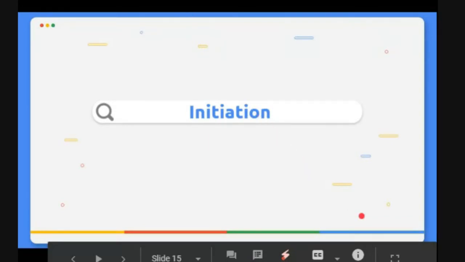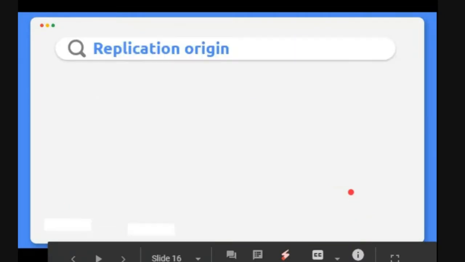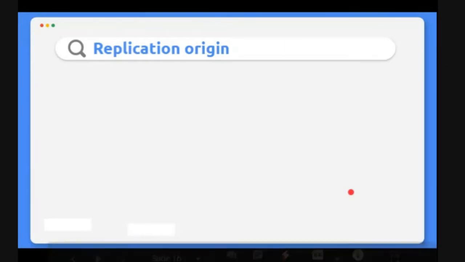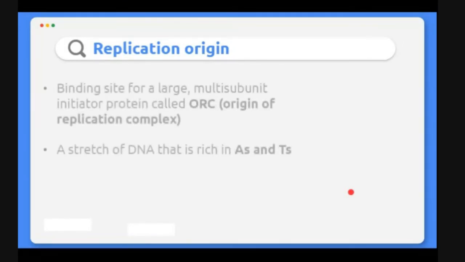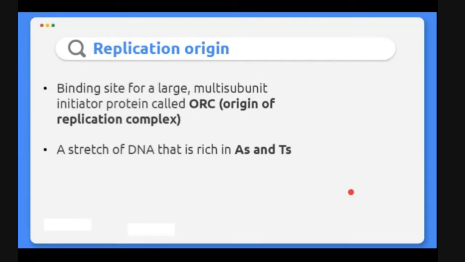So, let's take a look at initiation. So, how does DNA replication start? It starts in the replication origin. So, ano ba yung nasa replication origin? It is the binding site for a large multi-subunit initiator protein called the ORC, or origin of replication complex, and a stretch of DNA that is rich in adenines and thymines.